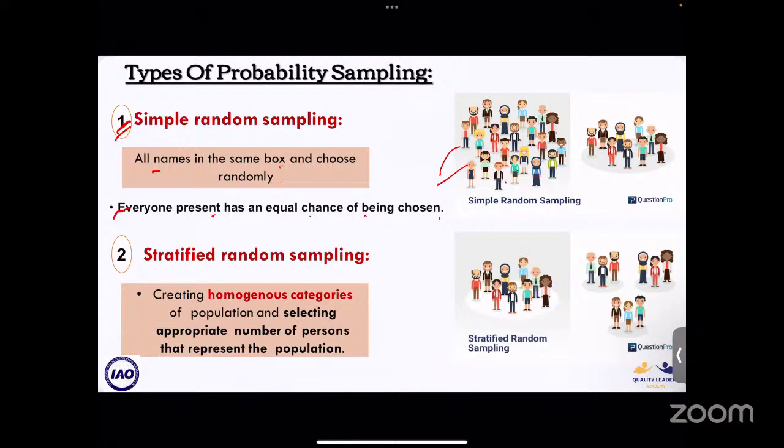So what about now the stratified sampling? What is stratified sampling? It means dividing the people into homogeneous categories. When we say homogeneous, these are similar or have a standard of population, and selecting an appropriate number of persons that represents the population.